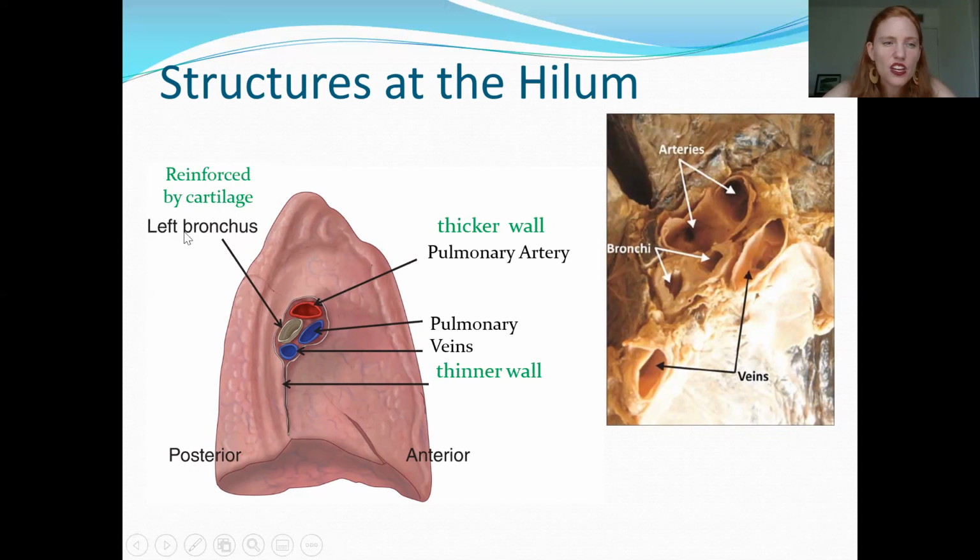So the very, very thickest one, with lots of cartilage, is the bronchi. The thicker but not as thick ones are the arteries, and the absolute thinnest walls will be the veins.